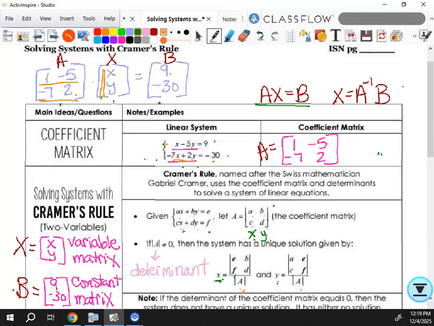But you can't divide by a matrix. You have to multiply by its inverse. So instead of dividing both sides by A, I'm multiplying by A inverse. So to get my solution, all we do is the inverse of the coefficient matrix times the constant matrix. It's just A inverse times B every time.